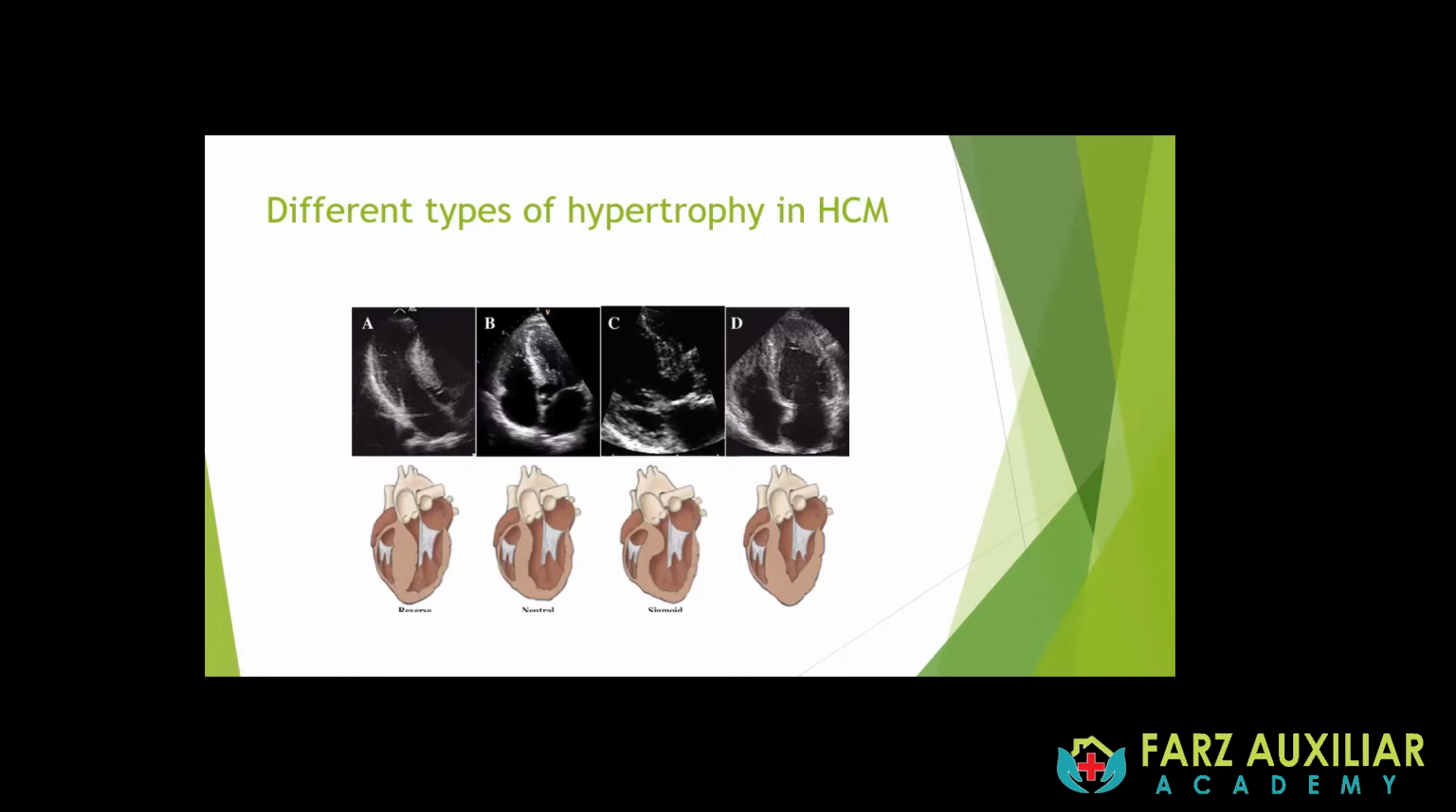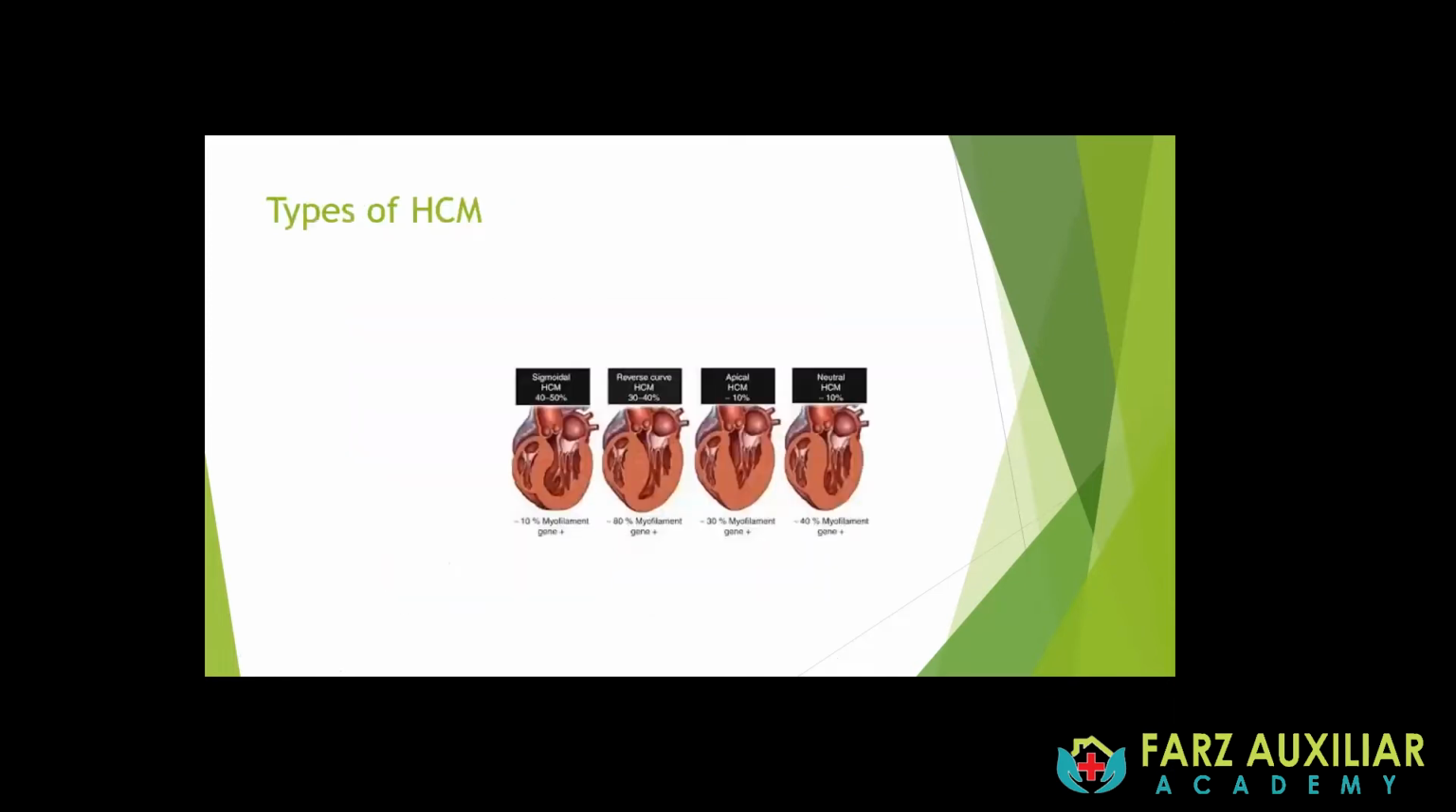Now, apical cardiomyopathy is a favorite topic of the MRCP examination, more than hypertrophic cardiomyopathy sometimes, I feel. Now, these are the 4 different types of hypertrophic cardiomyopathy. Sometimes there's a question on myofilament gene. Maximum myofilament gene is seen in the asymmetric septal hypertrophy type.